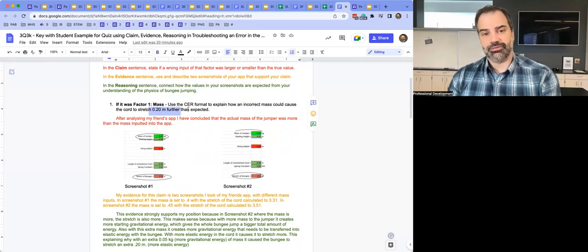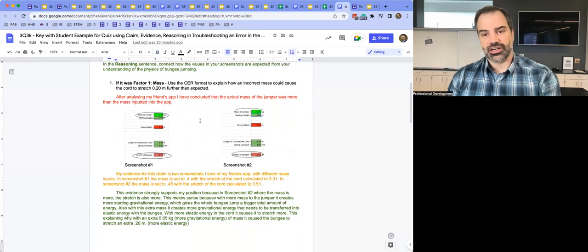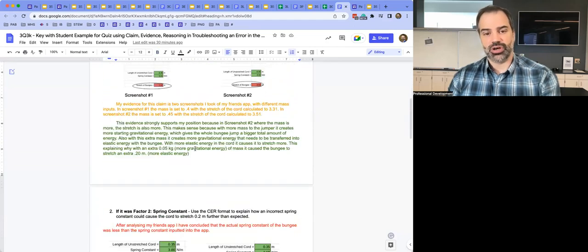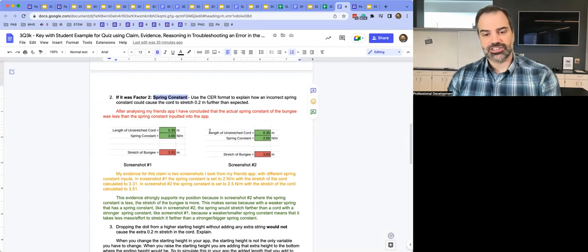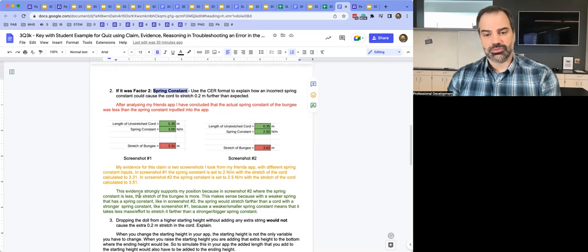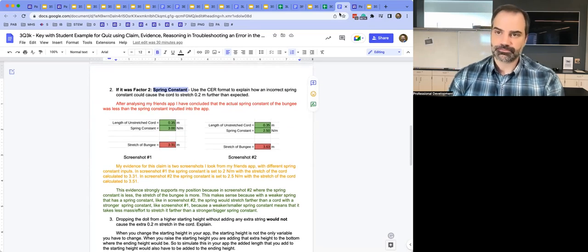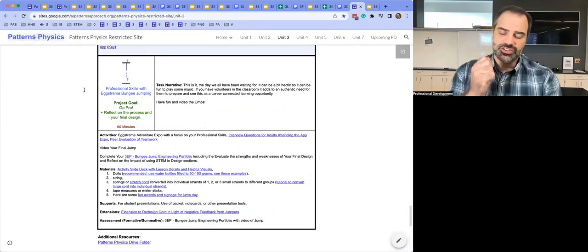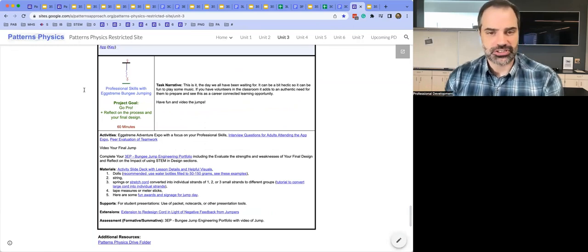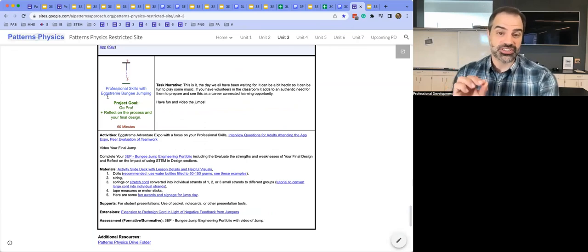If it's the mass that was mismeasured, they can argue using their simulation what happened, or what happens if it was the spring constant that was mismeasured. And so they do claim evidence reasoning around that. Just a nice touch. And then we have jump day, super fun. This is a day you can invite parents, or oftentimes more administrators or other teachers in the building, or just other people in the community that are willing to come and listen to students.